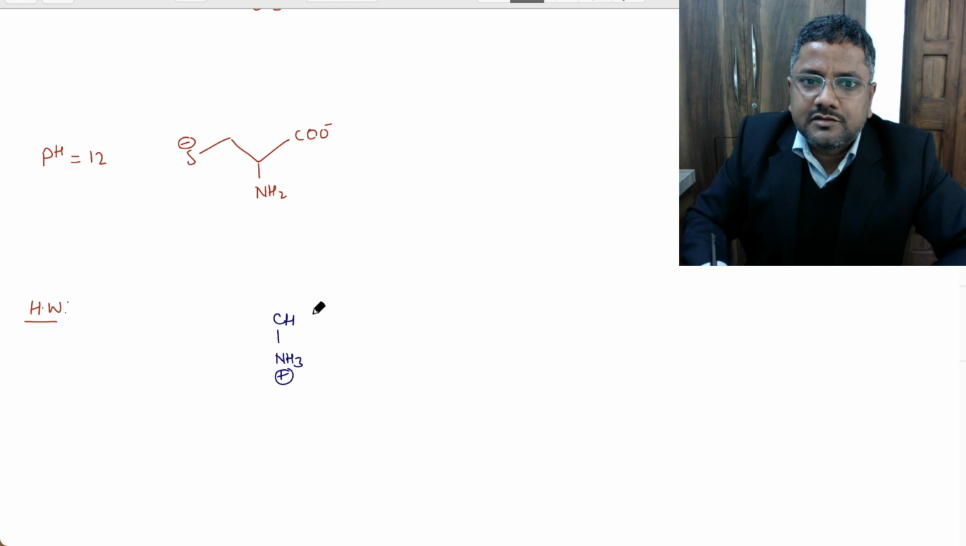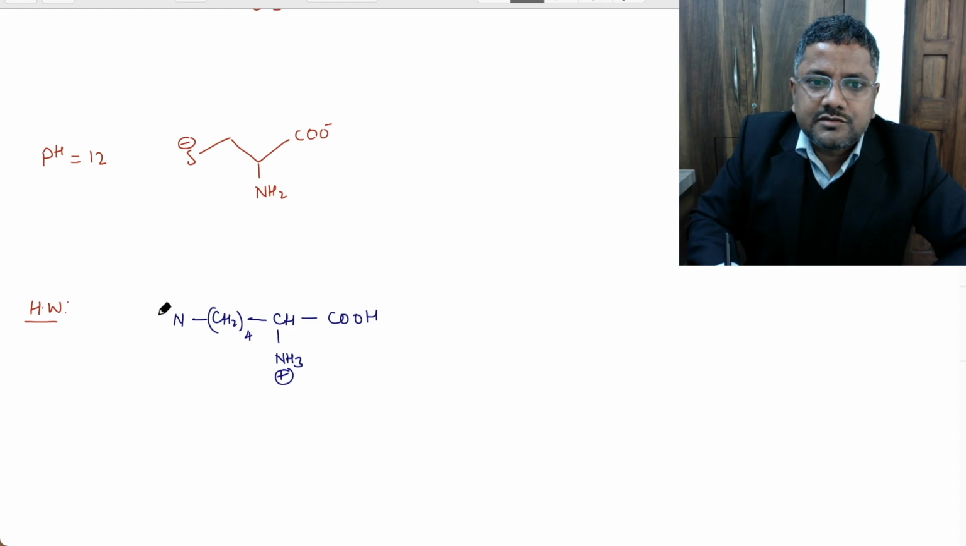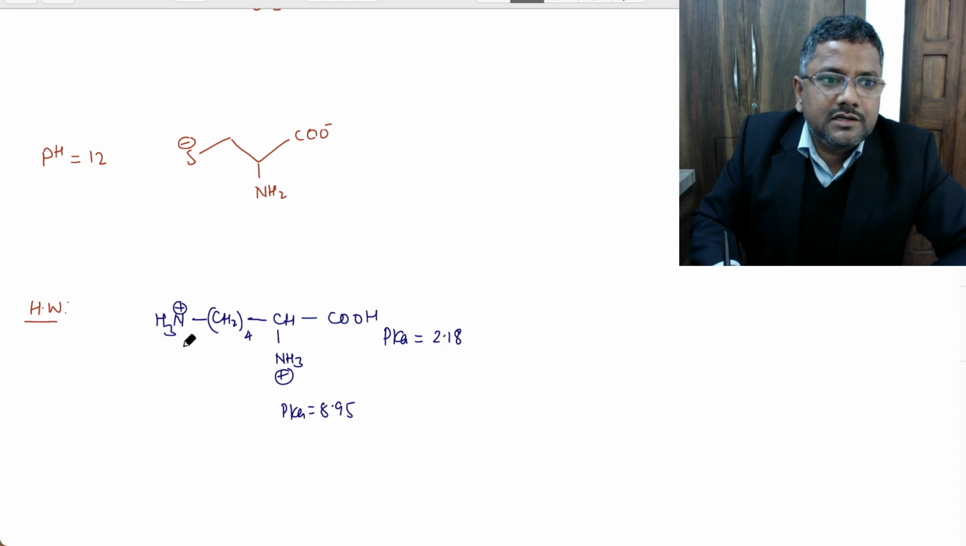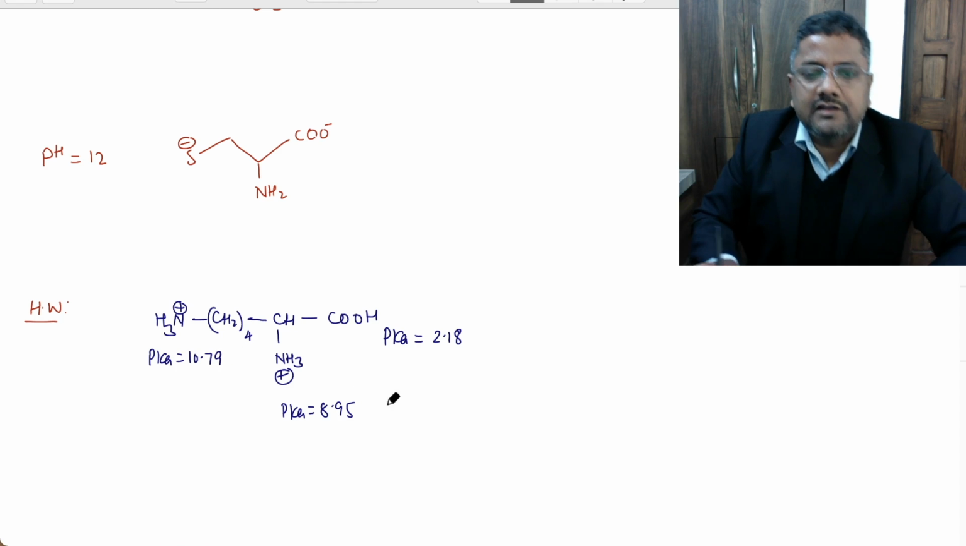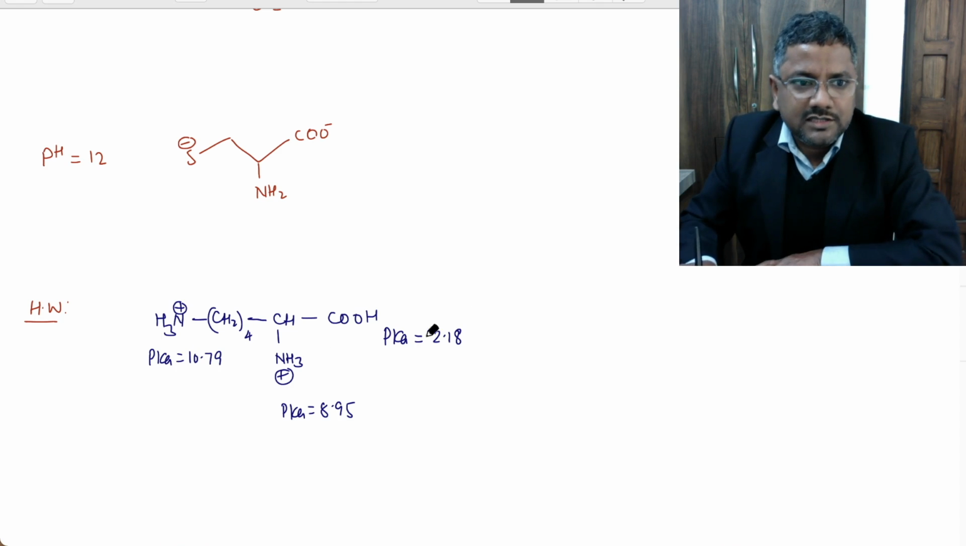NH3+, COOH, CH2 whole 4, and NH3+. The pKa values are 2.18, 8.95, and 10.79, right? So draw the structure.